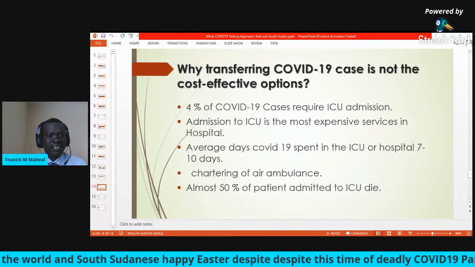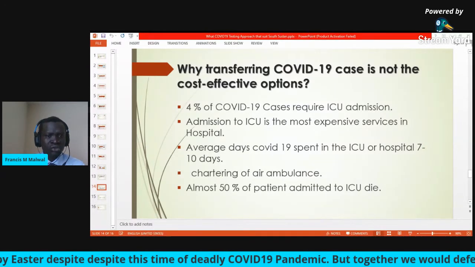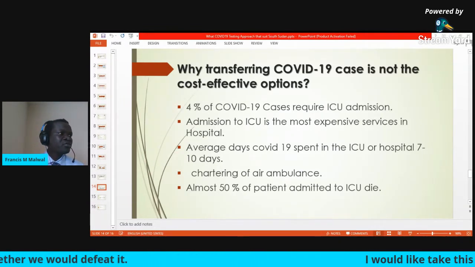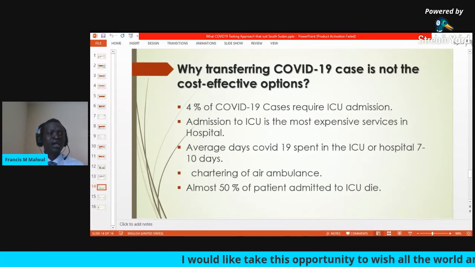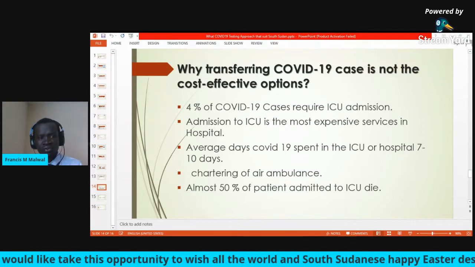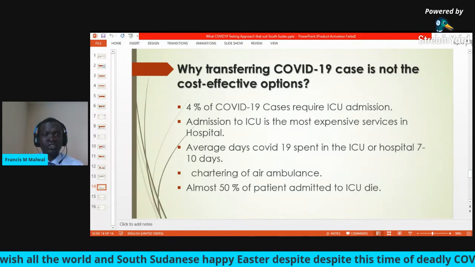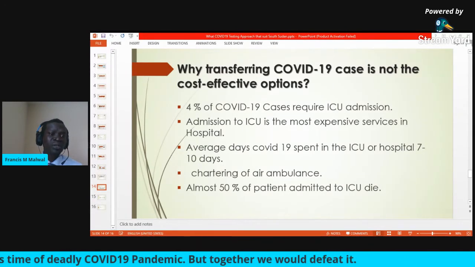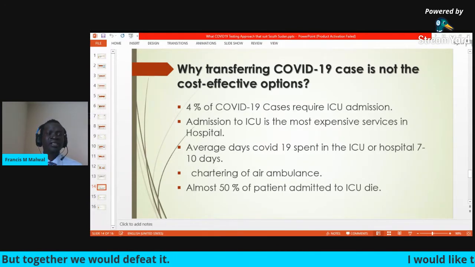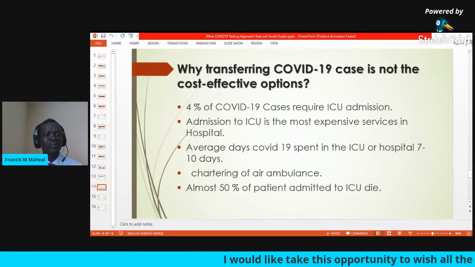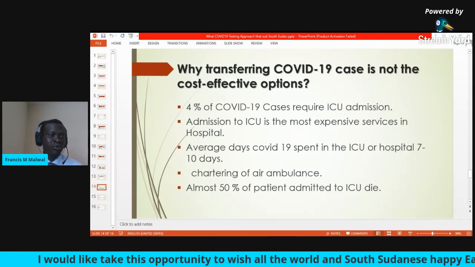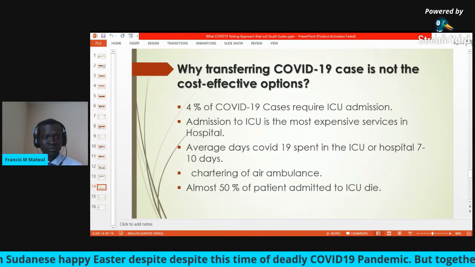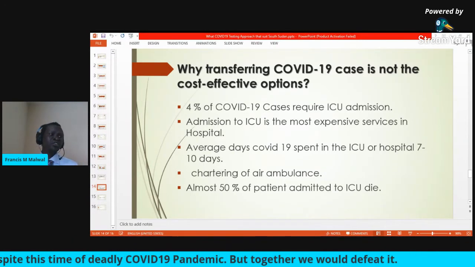The other thing is that the average time a COVID-19 patient spends in ICU or hospital is around 7 to 10 days, depending on the individual, according to the Chinese study. So you have 7 to 10 days for every individual. Leave alone the transportation, because you will also be paying for the air ambulance, and a lot of cooperation and other things. And if the patient dies there, are you going to leave them there, or bring them back? So there are a lot of logistic problems in these decisions. Chartering an air ambulance is also very expensive.